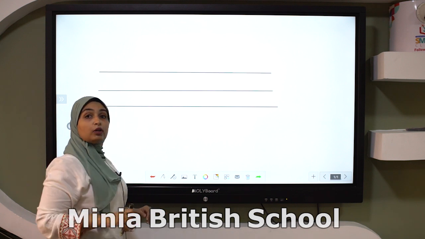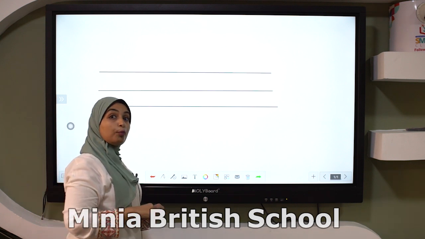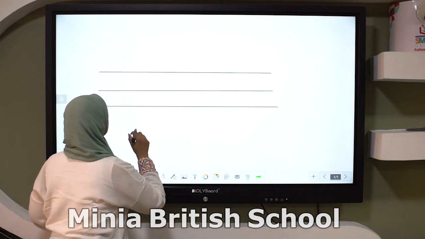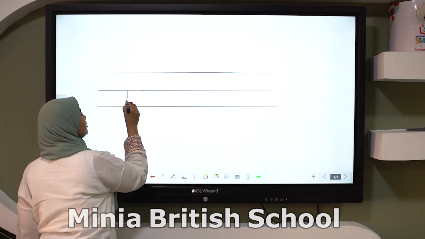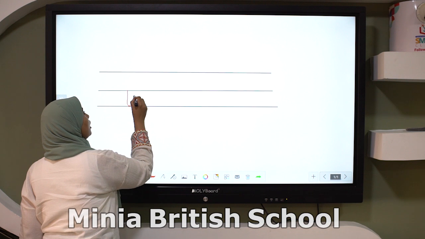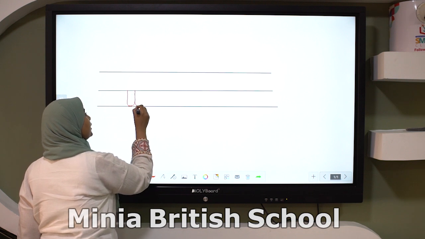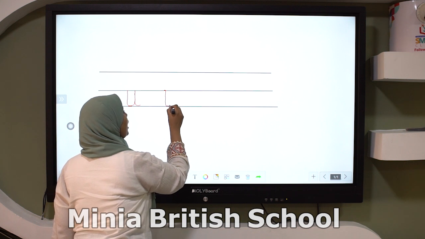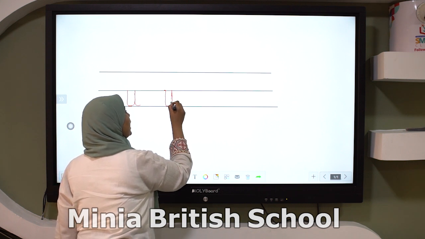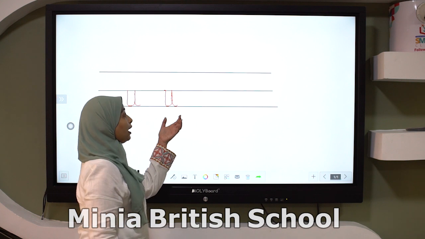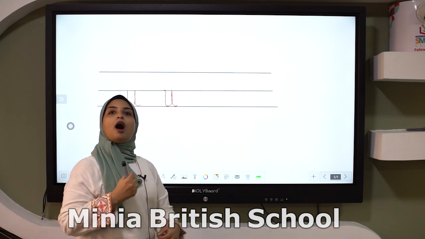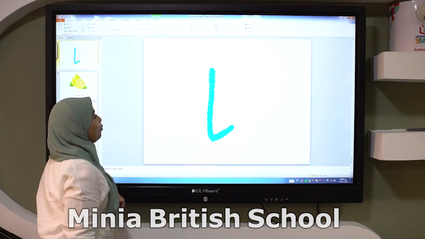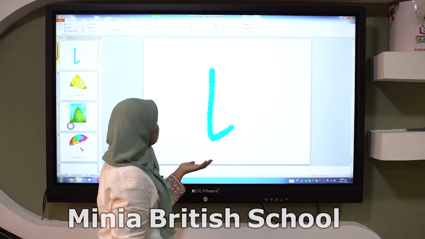We write sound up, we start from line number 2. We start from line number what? 2. Down, round, up, down, and flick. Again. Down, round, up, down, and flick. So, again, what is the sound? Ah. What is the sound? Ah. Wow. What is the sound?